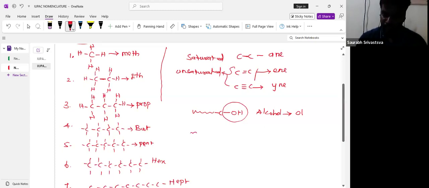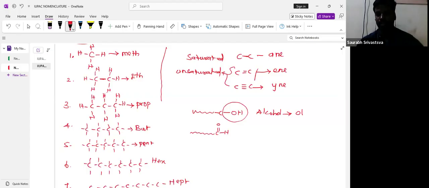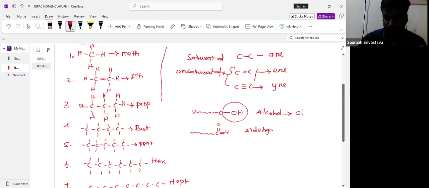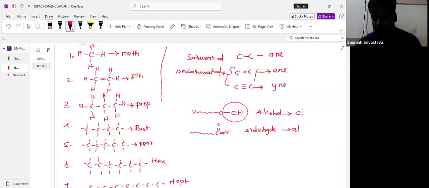Next, this is a long chain of carbon connected with a double bond O and then hydrogen. The remaining scratched line is all hydrocarbon. The last terminal is C double bond O, and along with the C double bond O, hydrogen should be present. If the formula is like this, then it is called an aldehyde. For an aldehyde the terminal will be AL. Before it was OL, and this one is AL. Aldehyde means AL as a suffix, alcohol means OL as a suffix.